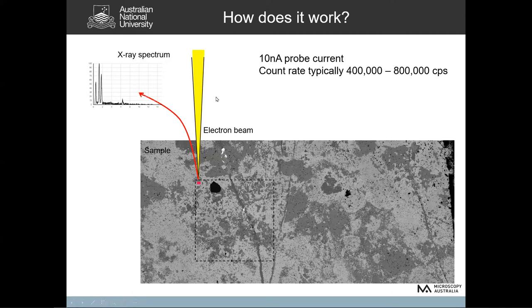So with multiple detectors, you can achieve count rates of 400,000 to 800,000 counts a second. Depends a little bit on your system. Our system, we have 2 detectors and we routinely achieve count rates in excess of 400,000 counts per second at 10 nanoamps. So we collect the spectrum, we save that spectrum, we step the beam, collect another spectrum.